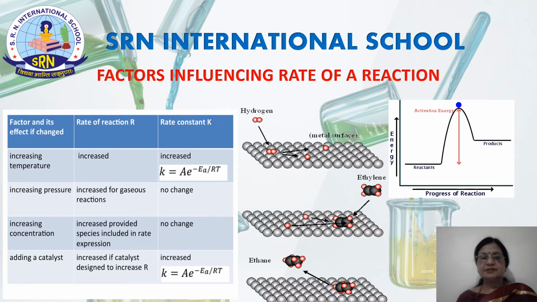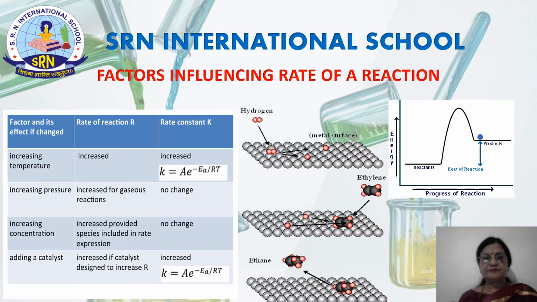As we can see in the graph shown there, when energy is plotted against the progress of a reaction, the reactant will only convert to product when some activation energy is supplied. Now the reactant has its own energy, and when activation energy is supplied to it, it converts into product, and the product has its own energy.